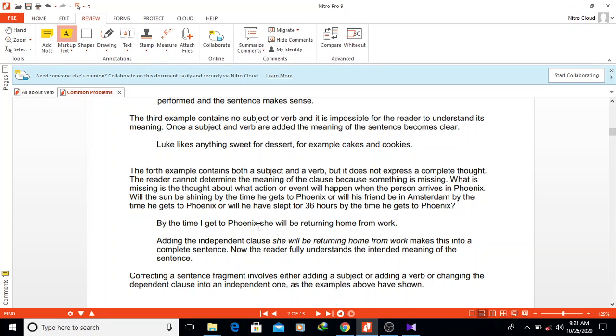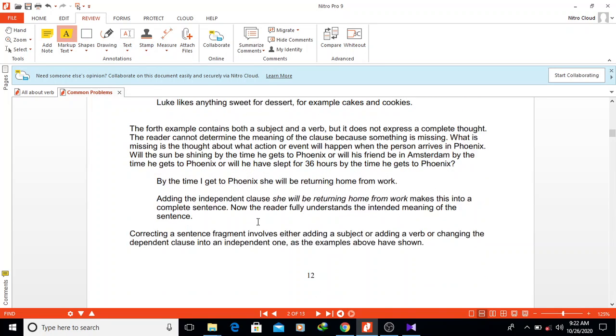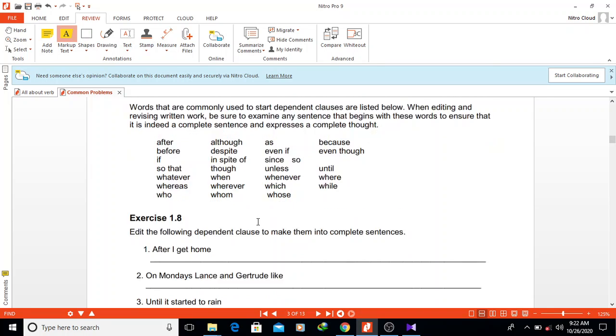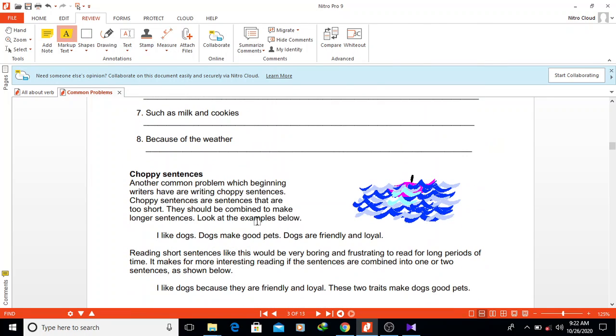Sama kayak ini. By the time I get to Phoenix, it has a subject, it has a verb, but again because there is a conjunction there, by the time, it makes that clause a dependent clause, which means it has to be attached to another independent clause to make the sentence have a full, complete meaning. So that's why by the time I get to Phoenix is a wrong sentence. It's just a fragment.